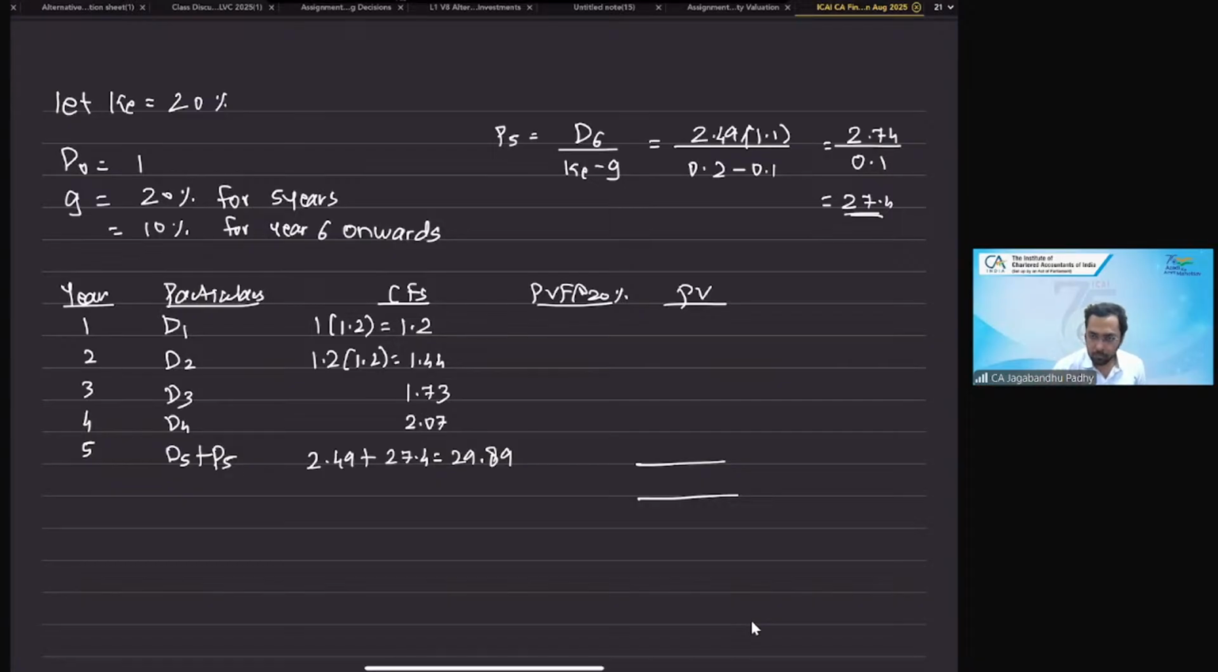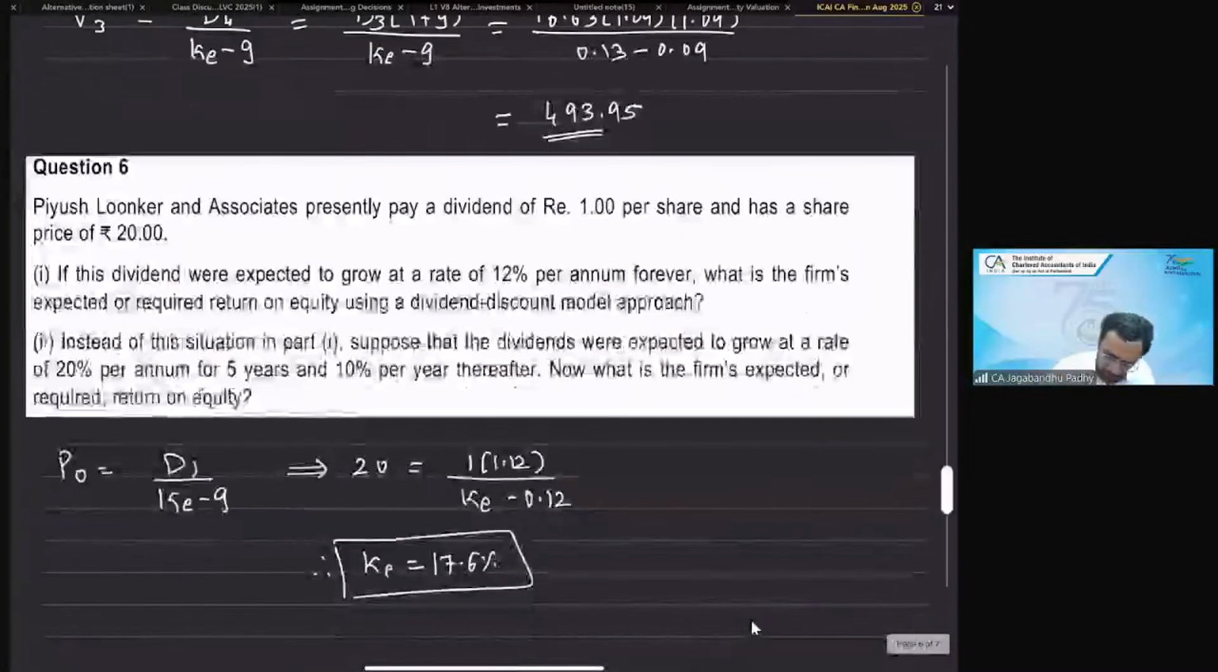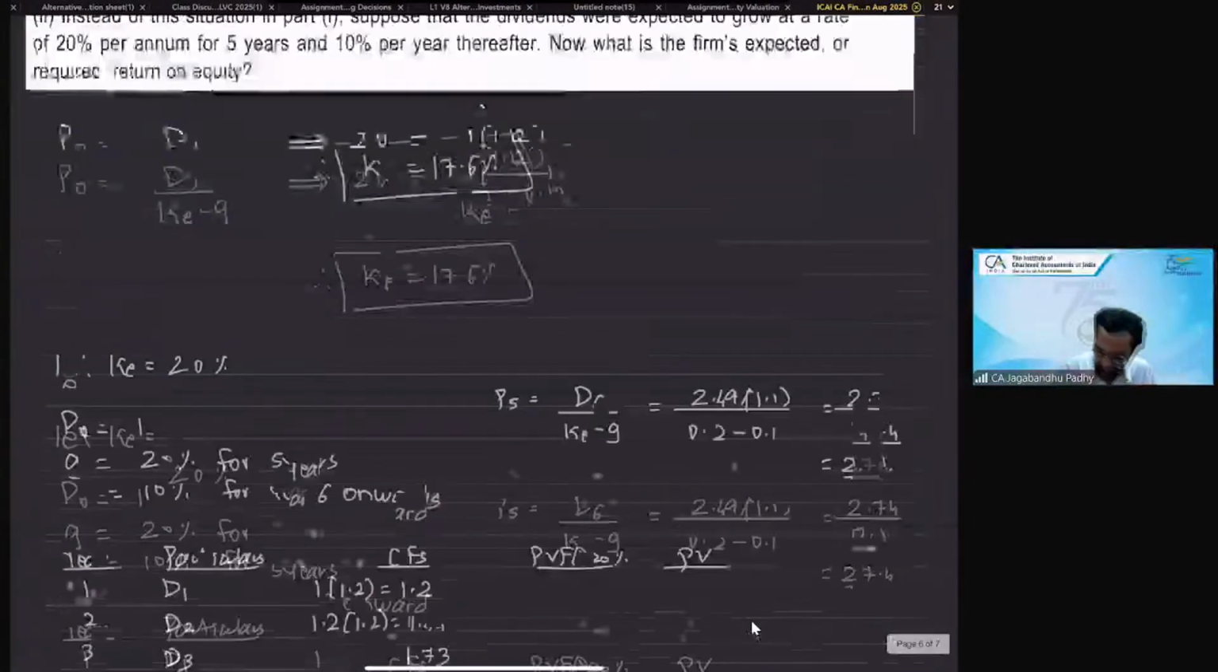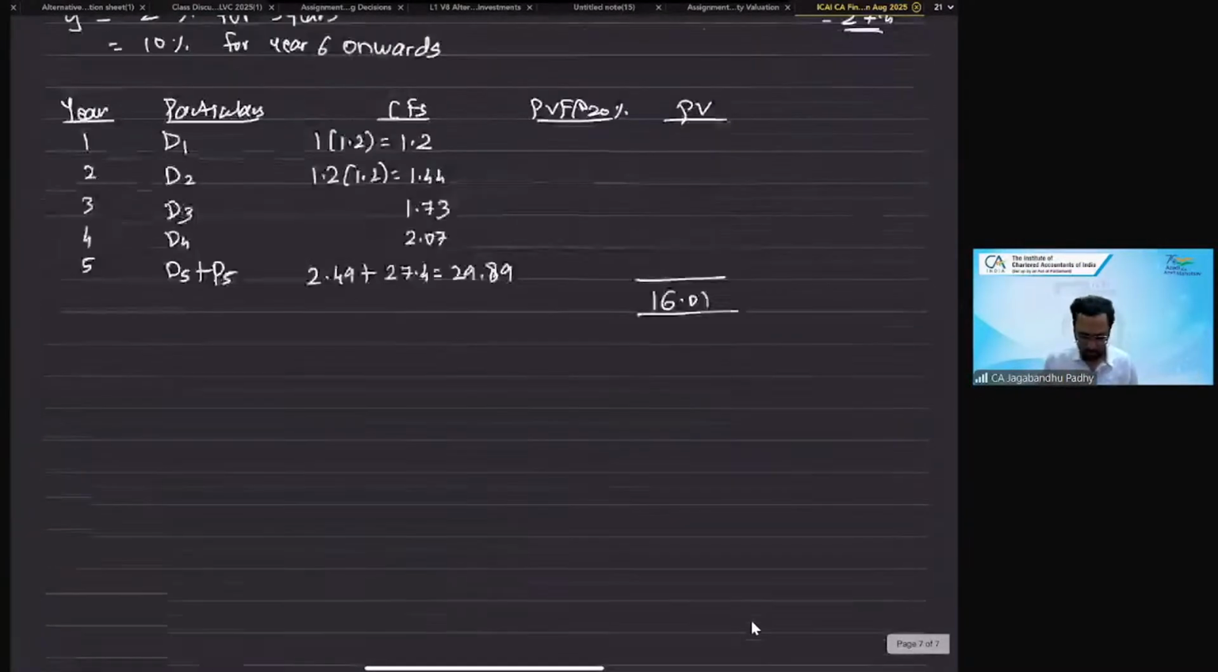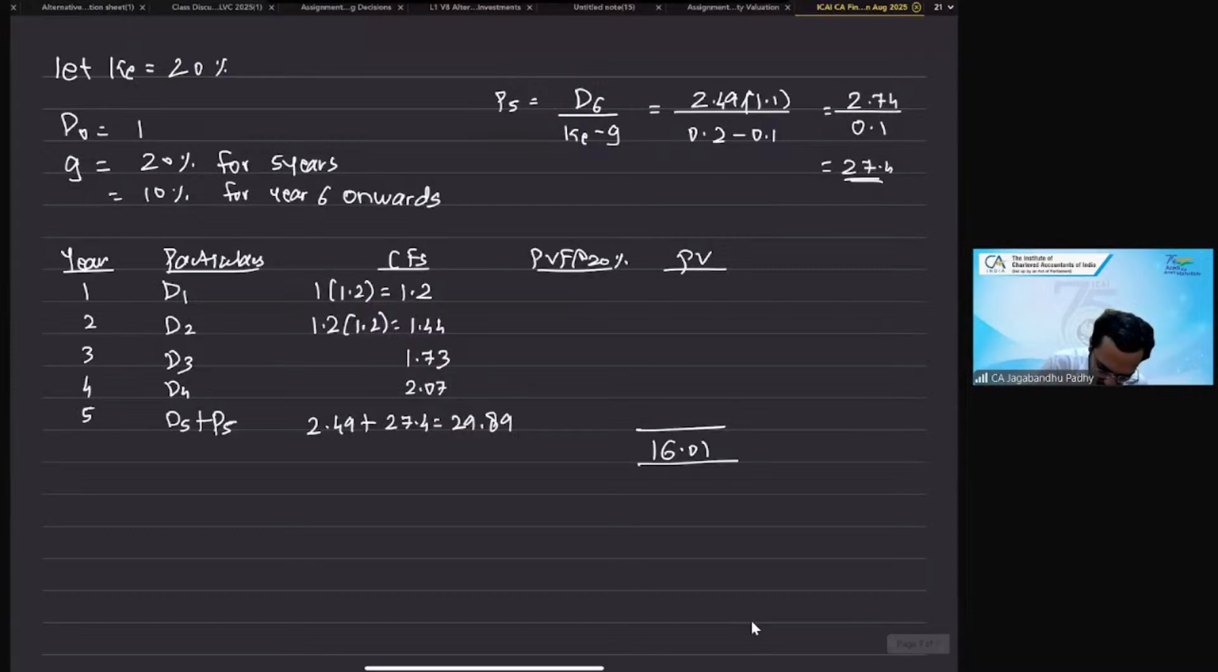Sir, it's coming 16.01. Yes. Okay. So this is the value at a KE of 20%. Right. So definitely we want the value to be more than 16, because the value currently that we are looking at is 20. So we want the value to be 20. So if the value is to be 20, we'll have to take some other number.